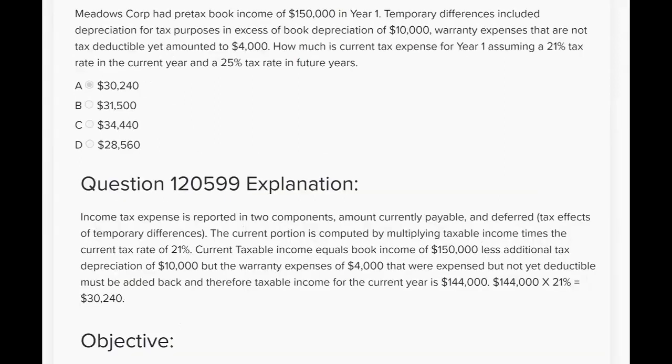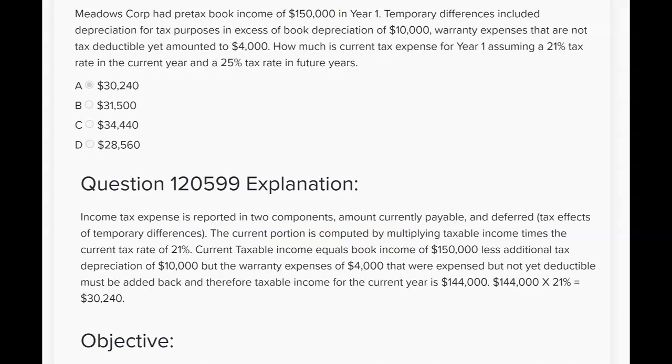Meadows Corp had pre-tax book income of $150,000 in year 1. Temporary differences included depreciation for tax purposes in excess of book depreciation, DTL, of $10,000, warranty expenses that are not tax deductible yet, DTA, $4,000. How much is current tax expense for year 1? So not deferred, current, assuming a 21% tax rate in the current year and a 25% rate in future years. We don't care what the rate is in future years because they're not asking for deferred tax.